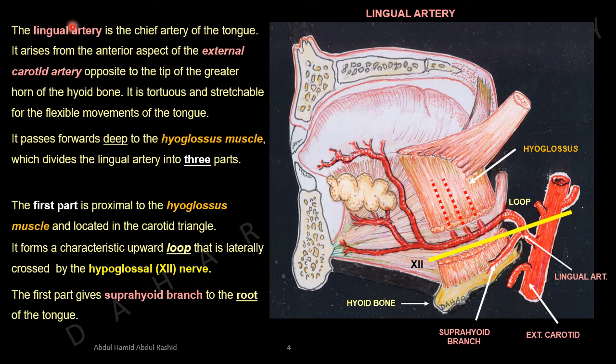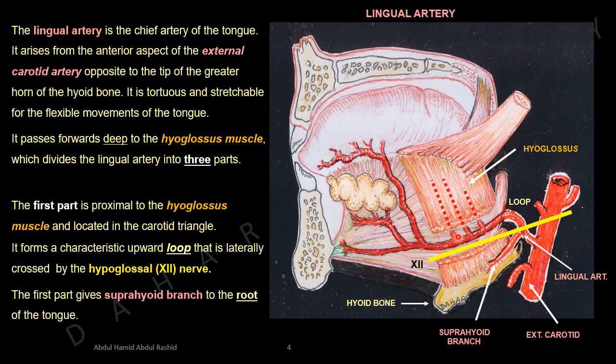The lingual artery is the chief artery of the tongue. This is the lingual artery. It arises from the anterior aspect of the external carotid artery, opposite to the tip of the greater horn of the hyoid bone. It is tortuous and stretchable for the flexible movements of the tongue.